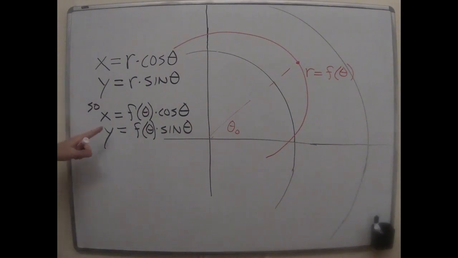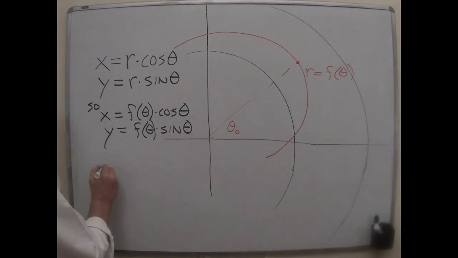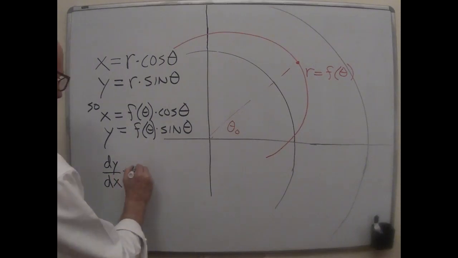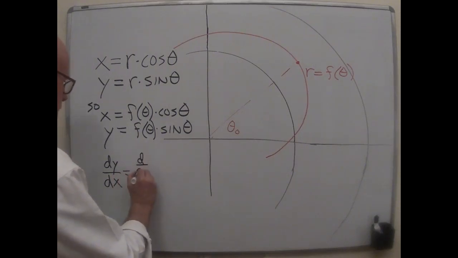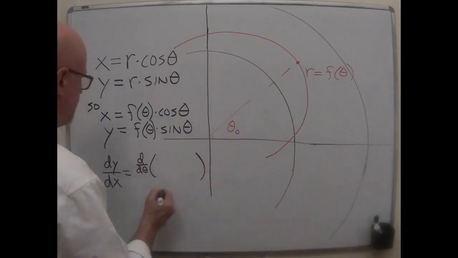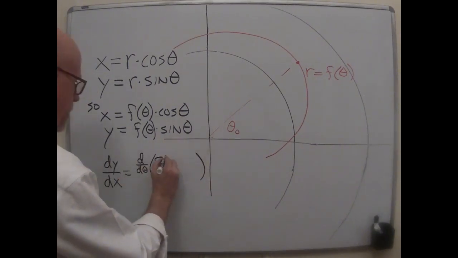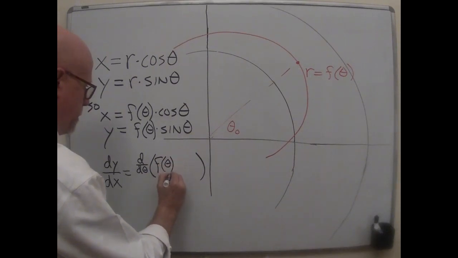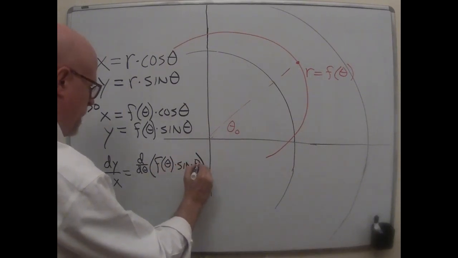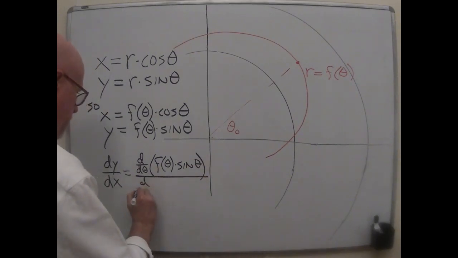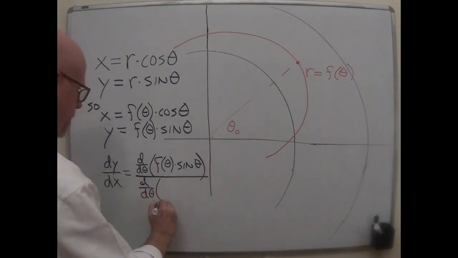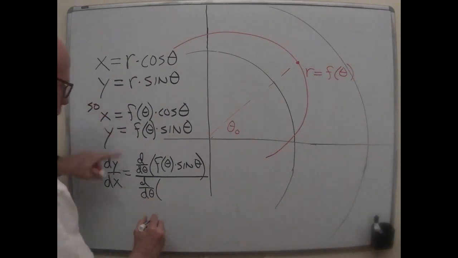So doing the calculation that we just did a second ago with parametric forms, well, this is a parametric form. It's just that we're calling the parameter theta instead of t. Right? So dy/dx is going to be equal to, let's just say, d by d theta of the one that's in the top, that would be f of theta times sine theta, divided by the derivative with respect to theta of the thing in the bottom, which is f of theta times cos theta.